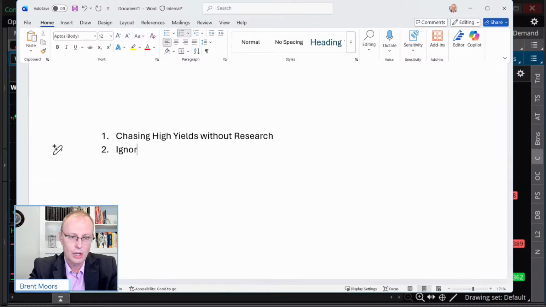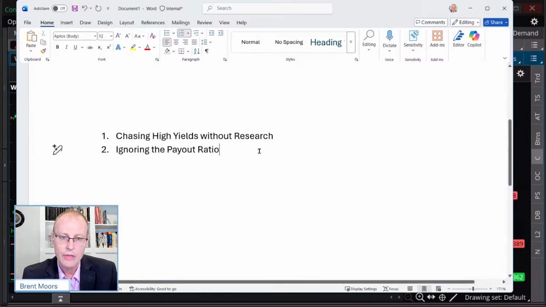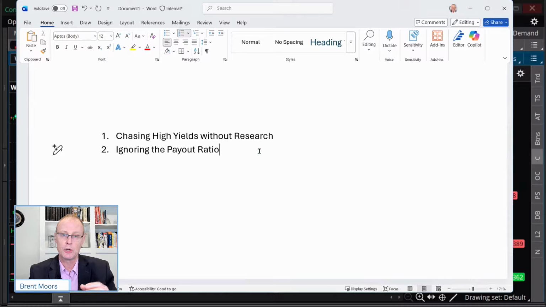Number two on the list, ignoring the payout ratio. The payout ratio is the amount of money that's being paid out in dividends in relationship to the money the company earns. If the company earns a certain amount of money and they pay every penny of what they're earning into the dividend, that'd be a 100% payout ratio. Most investors would consider that to be too high.